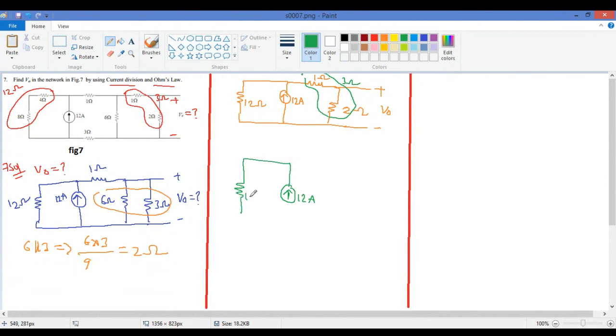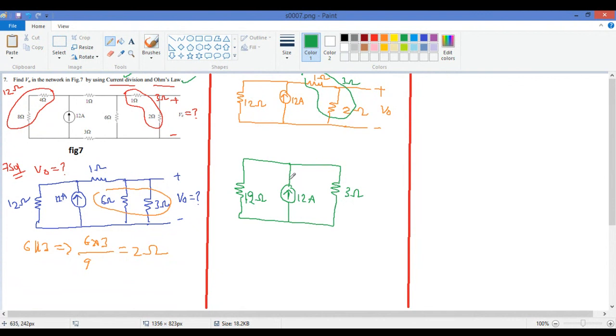One is 12 ohms and the other is 3 ohms. Okay. Now this is the final circuit we got. Again, you see he's asking us to find out using Ohm's law and also current division law. Can we apply current division law?